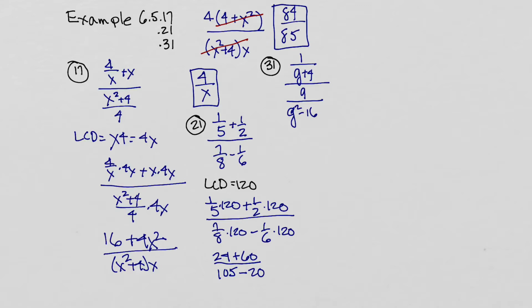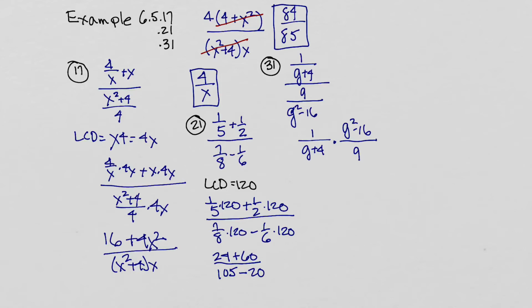Now, problem 31, I'm not really going to use the general procedure for this. Look what we've got. We've just got one single fraction divided by one single fraction. How about if we just invert the divisor and multiply? That's going to look like this. 1 over g plus 4, there's the numerator, and then we're going to multiply this by the reciprocal of this one. So g squared minus 16 is now on the top, and the bottom is a 9.